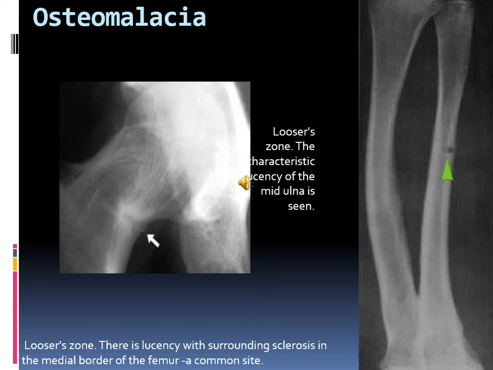As for adults, we have osteomalacia, which is represented by the Looser zones. These Looser zones appear as areas of transverse incomplete lucent lines seen at different parts of the long bones. They could be seen at the neck of the femur medially or at the long bone cortex. This is called a Looser zone. Sometimes these osteolytic or radiolucent lines can have changes like sclerosis, and this is usually related to the treatment of osteomalacia.